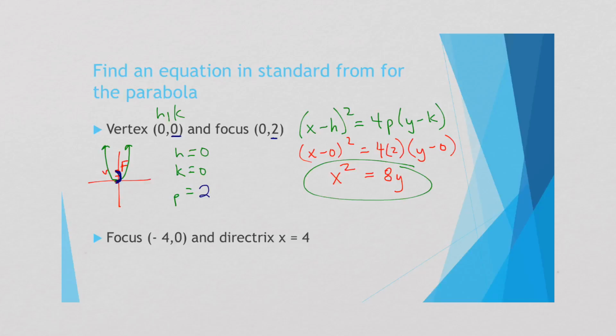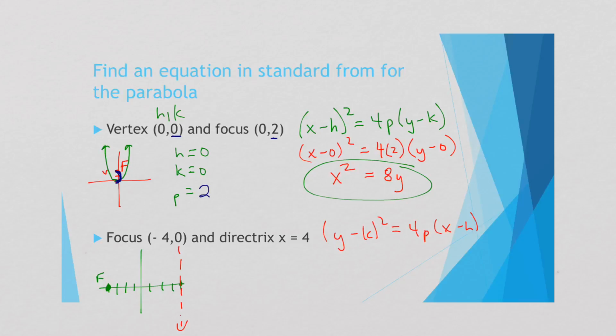Focus is negative 4, 0. Directrix is x equals 4. My focus is at negative 4, 0. My directrix is at x equals 4, which if that's my directrix, remember that's this line. And if over here's my focus, that means my graph is opening to the left. So that means I need a y. So y minus k squared is 4p times x minus h. That's how I tell which way my graph is going.